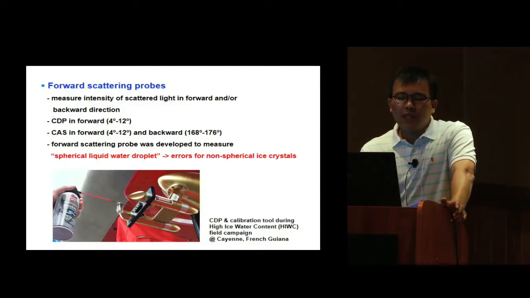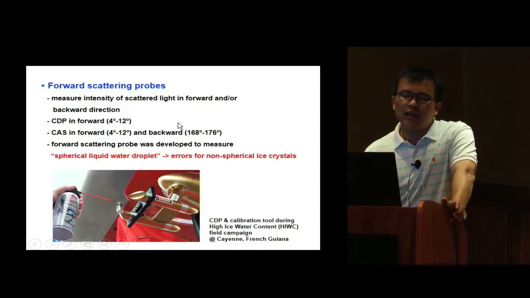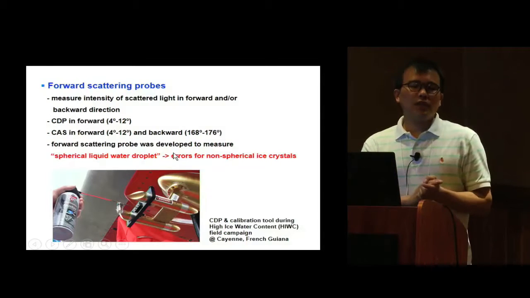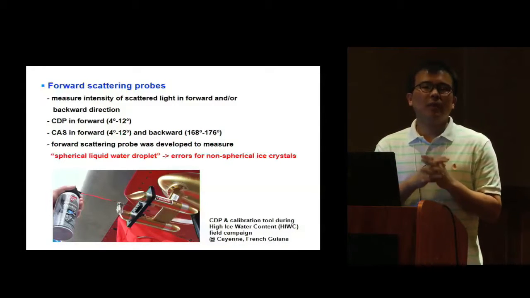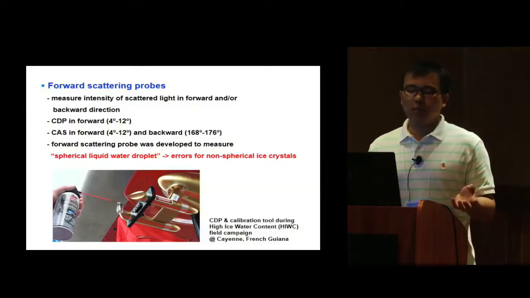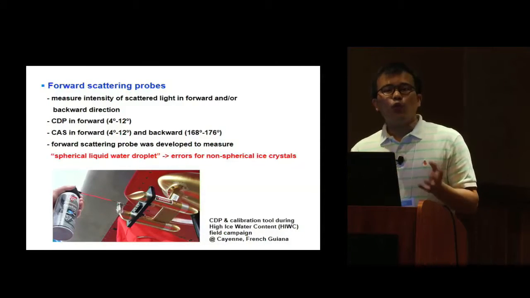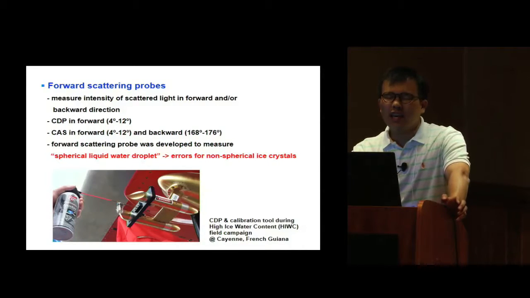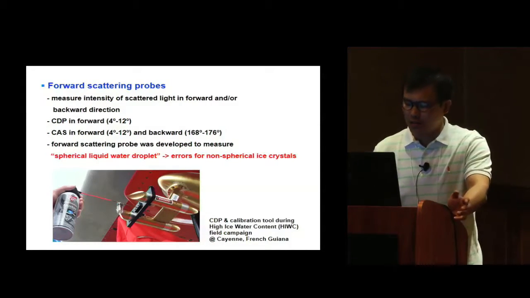Different probes have different measurement angles. For example, the CDP measures in the forward direction, and the CAS measures in the forward and backward directions. However, forward scattering probes were originally developed to measure spherical liquid particles. So when we measure non-spherical ice crystals, there are unavoidable errors.